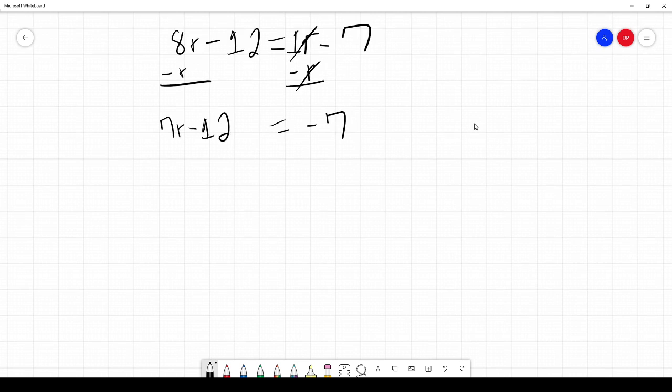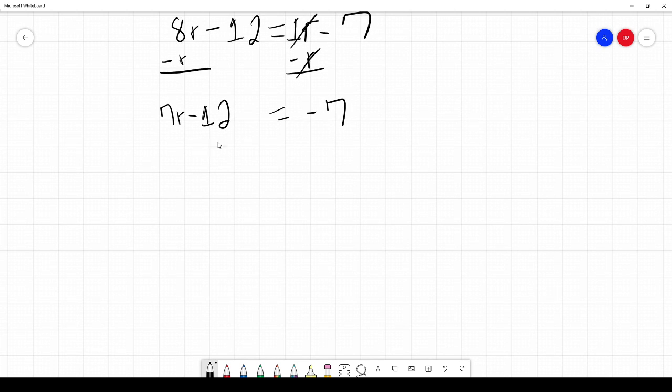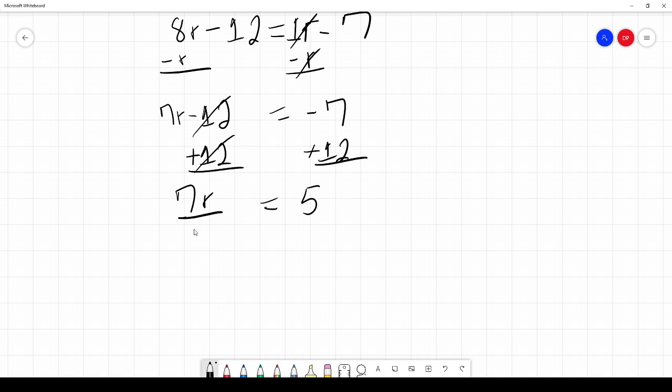Okay, let's go down and give myself a little room. So now we want to get this r by itself. So let's get rid of this minus 12. We're going to do the opposite. We're going to add 12, which means we have to add 12 to both sides. Negative 12 plus 12 is 0. 7r plus 0 is 7r, so that cancels out. Here we have negative 7 plus 12, and it's going to be a positive 5. All right, so we're just about done here. We just need to divide both sides by 7.